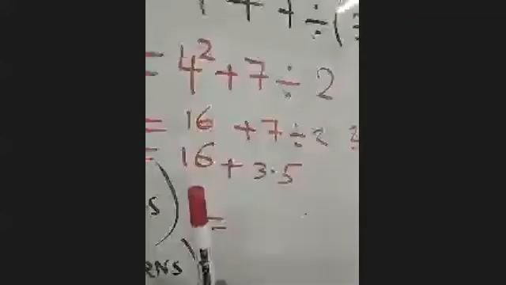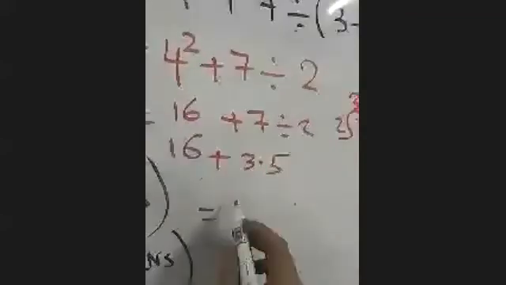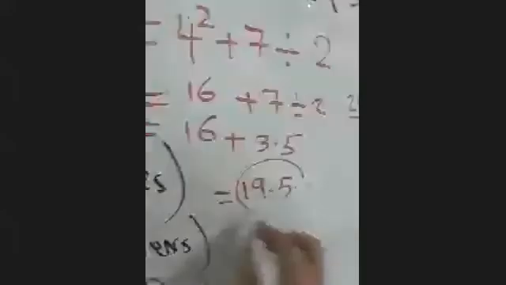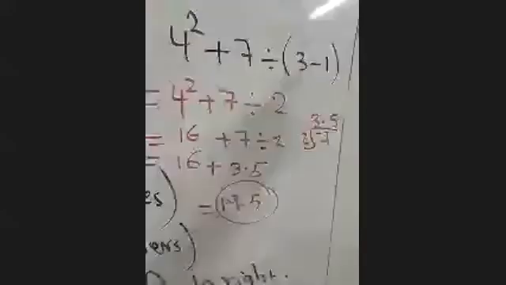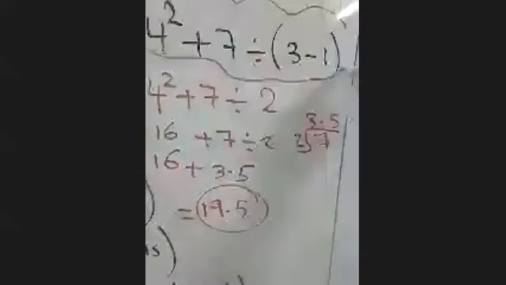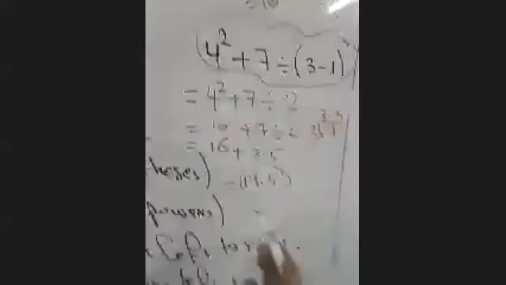Now, the last step is what? Do addition or subtraction from left to right. I have addition, so we can add. 16 plus 3.5 is 19.5. So all of this expression, guys, is equal to 19.5. This is the first example.